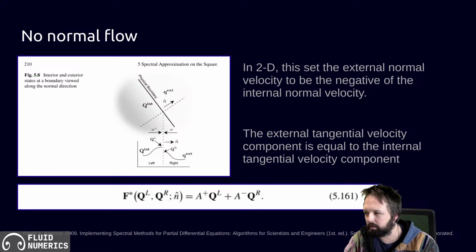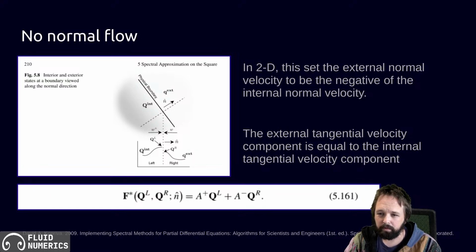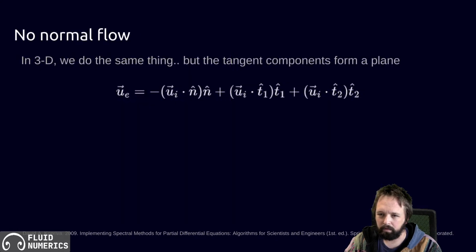So yeah, this is just a summary of what I just said here. So in 2D, the external normal velocity is set to be the negative of the internal normal velocity. And then the external tangential velocity component is equal to the internal tangential velocity component. So this basically gives us no normal flow with free slip boundary conditions. So if we add diffusion terms in, you can start doing some more like viscous dissipation. You can put in drag layers. Actually, there's lots of cool stuff you can do there.